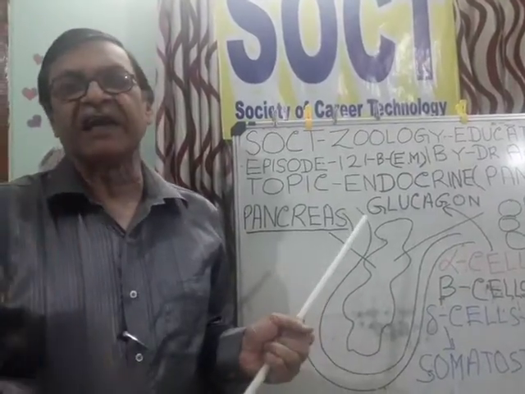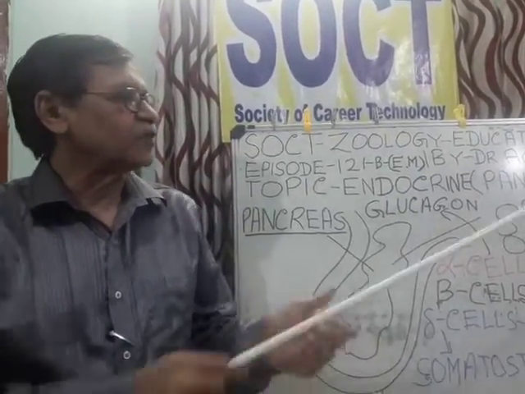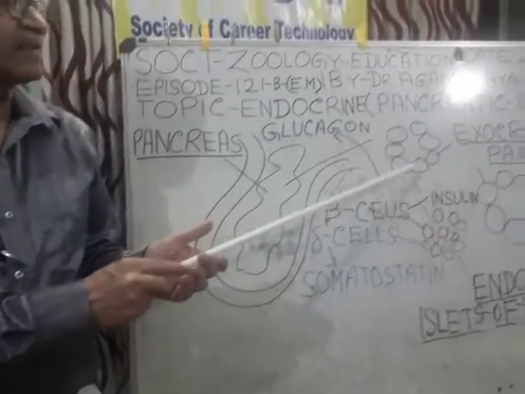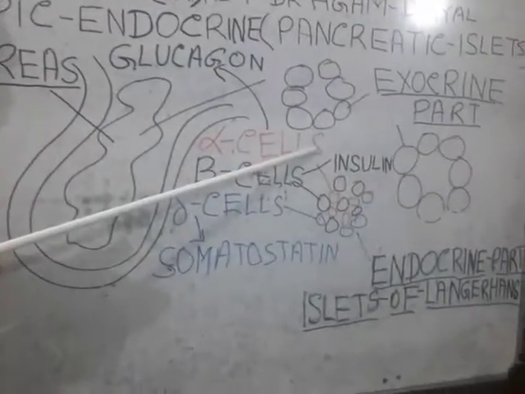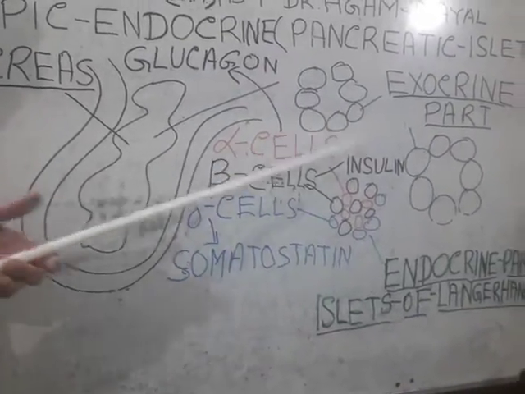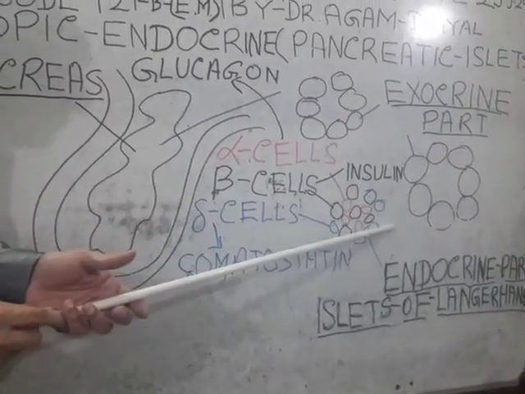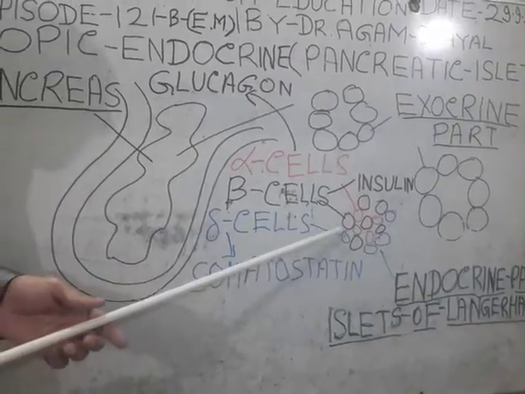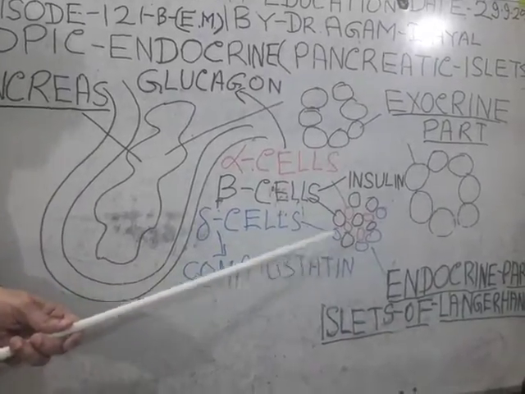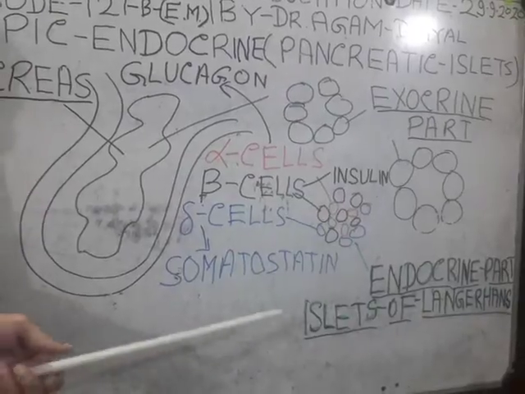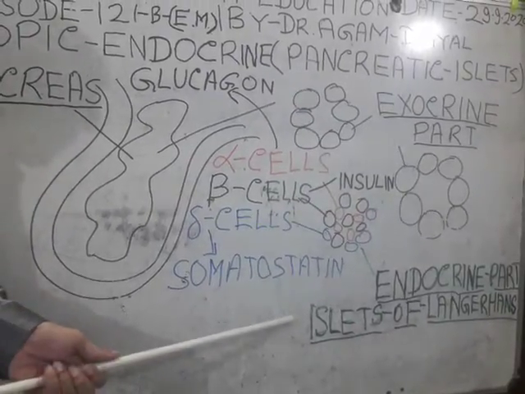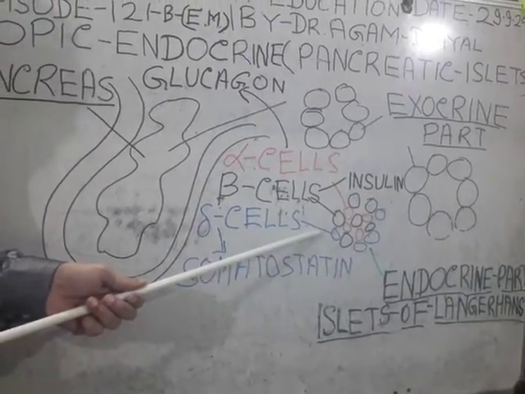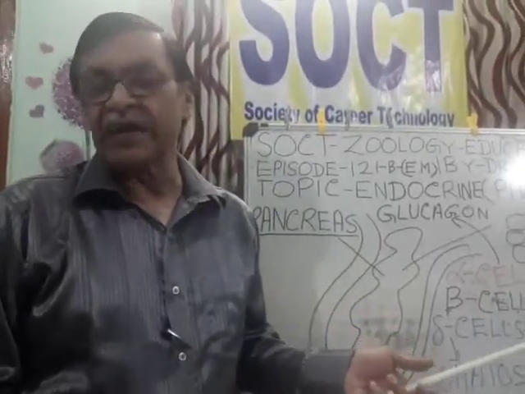Pancreas is a mixed gland because it contains an exocrine part, the secretory acinous cells which secrete the pancreatic juice for digestion. In between these secretory acinous cells, here and there, there are certain scattered groups of cells which, after the name of their discoverer Langerhans, are called islets of Langerhans. Islets of Langerhans make up 1% of the pancreas. It is the endocrine part.